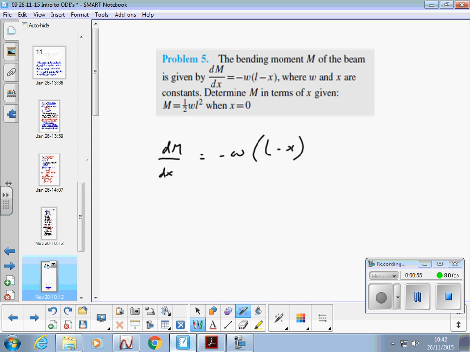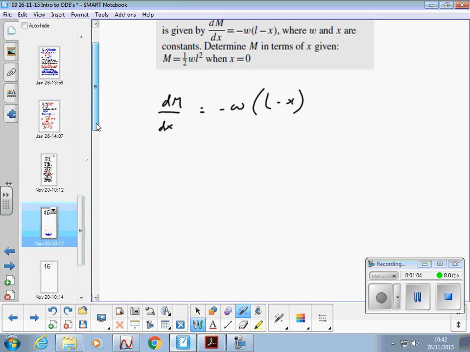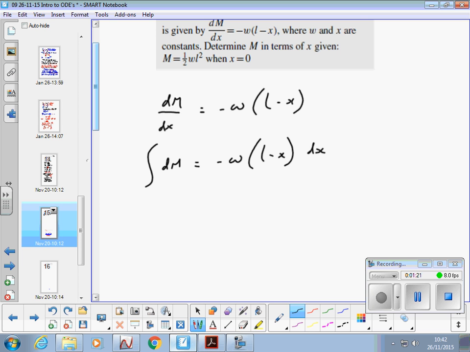So this one's quite straightforward, because all we've got to do with this differential equation is to integrate both sides. If I take the dx over the other side, I've already got all the x's on the right hand side, so dm equals minus w(L minus x) dx, where x is our independent variable. So then I'm just going to integrate both sides. So I'm going to integrate the left hand side with respect to m and the right hand side with respect to x.